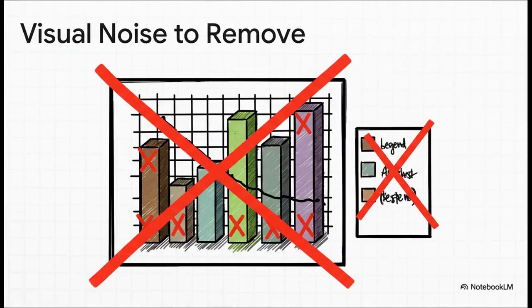It makes your audience work way too hard. So you need to be ruthless. What's got to go? Get rid of the chart border. Lighten those grid lines way up, or just delete them. And please, no 3D effects. Also, that legend, if you can just put the labels right on the chart itself, do that and ditch the legend. It stops your audience's eyes from having to jump all over the page.